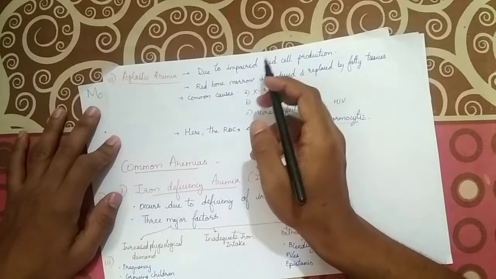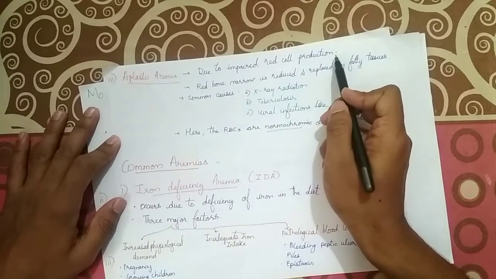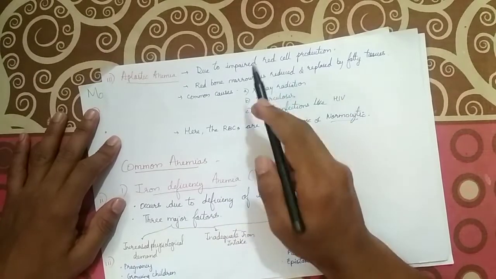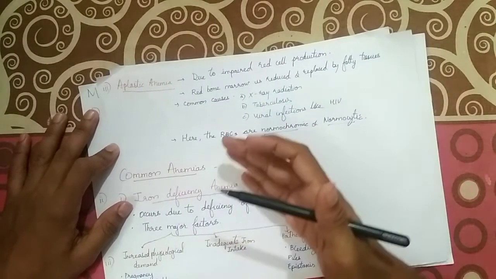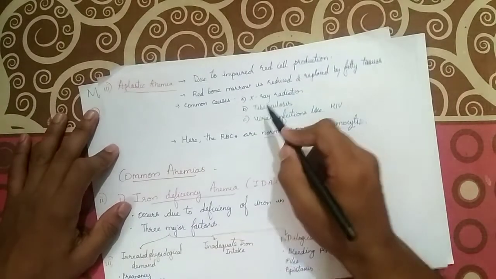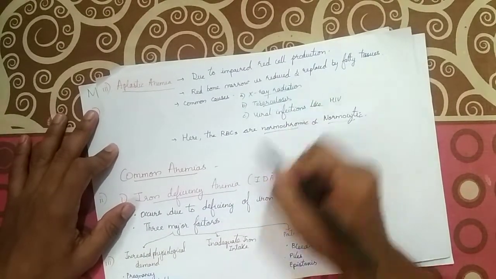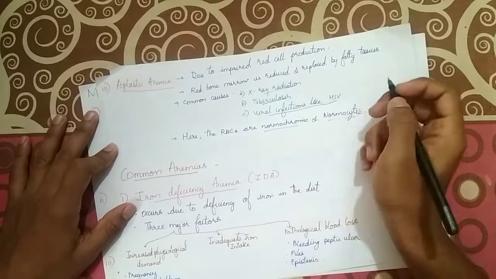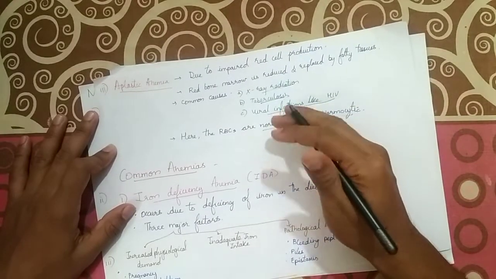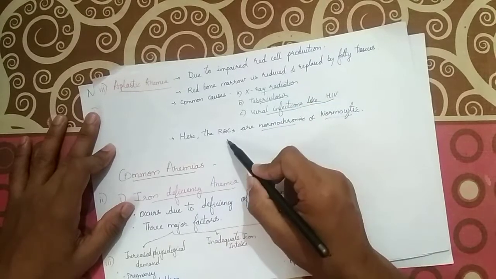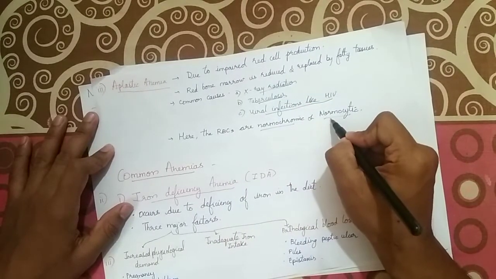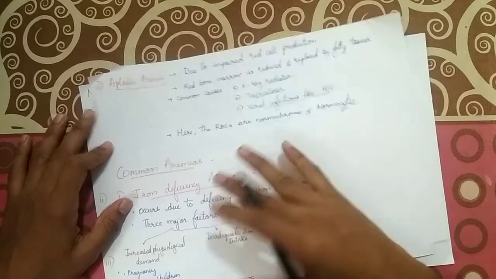Talking about the aplastic anemia, it is due to the impaired red cell production. In this case, the red bone marrow is reduced and replaced by the fatty tissues. The common causes for the aplastic anemia are X-ray radiation, tuberculosis, and viral infections like HIV. This destroys the red bone marrow slowly and causes the aplastic anemia. Here the RBCs are normochromic and normocytic as we discussed before.